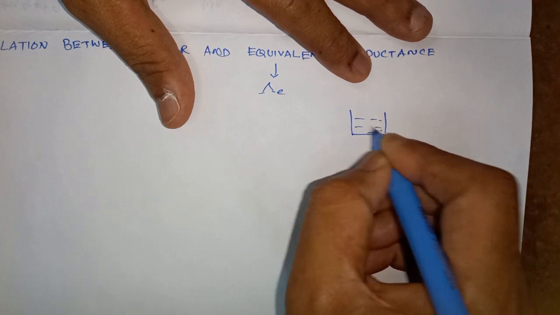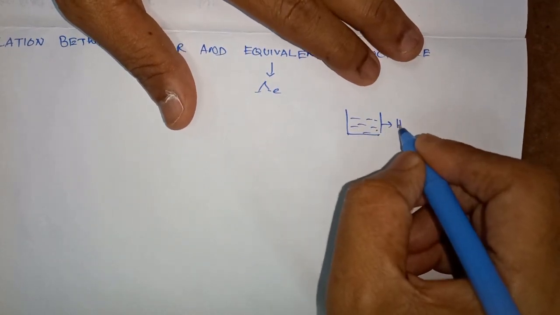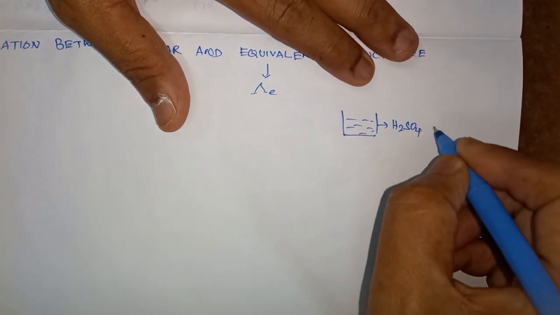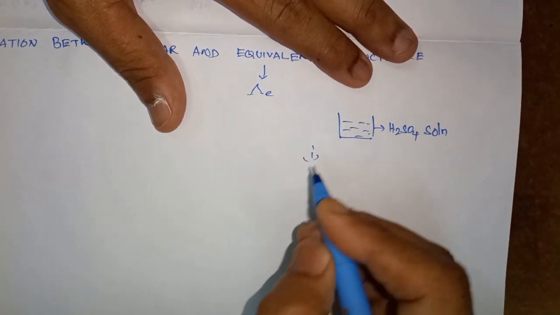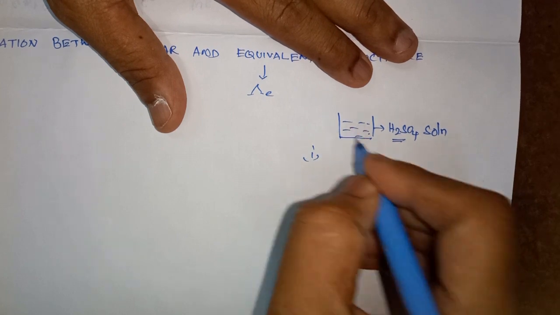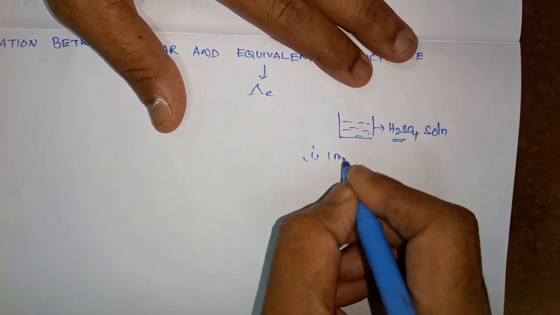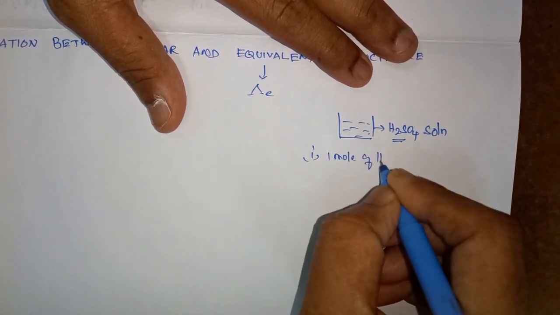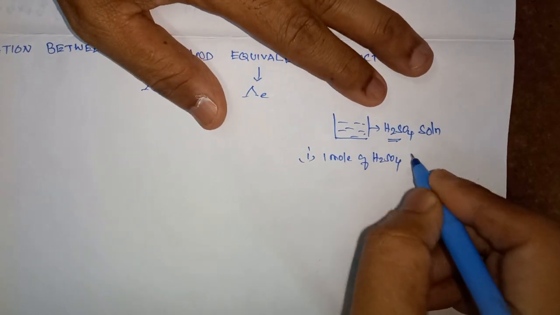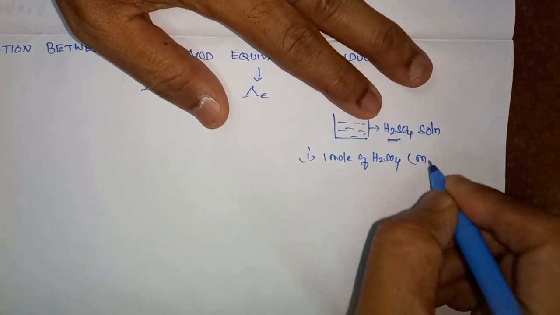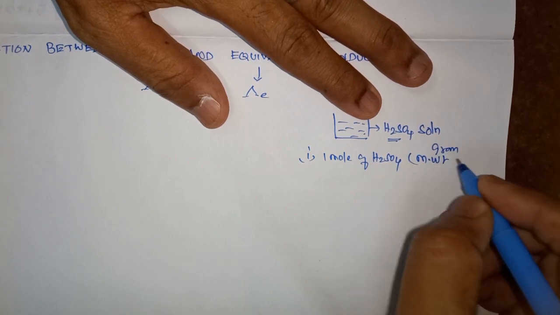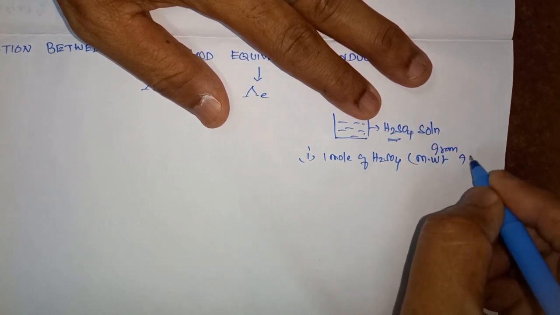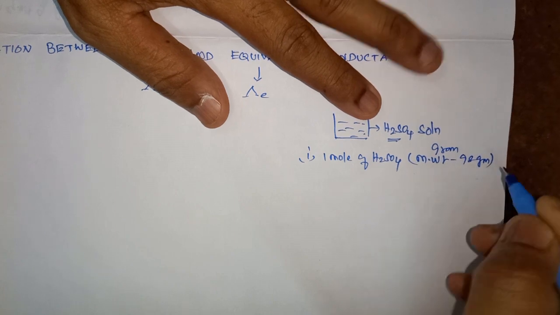I take an electrolytic solution. Suppose I take here a sulfuric acid solution. In the first case, I take 1 mole of sulfuric acid present in this solution. H2SO4 is present. What is called 1 mole? It is the molecular weight, that is called the gram molecular weight of sulfuric acid. The gram molecular weight of sulfuric acid is 98 gram. This much amount is present.